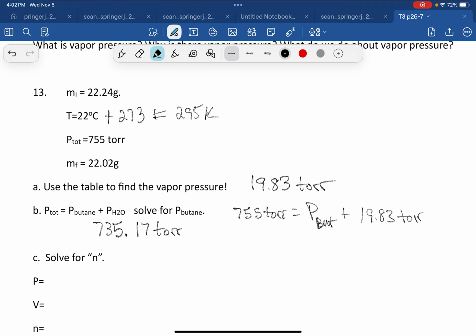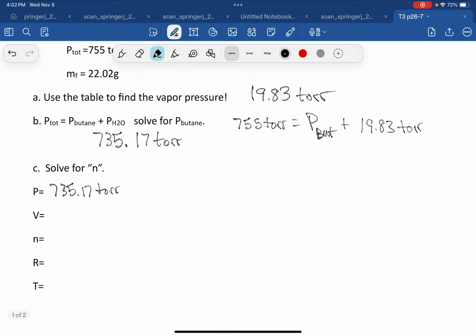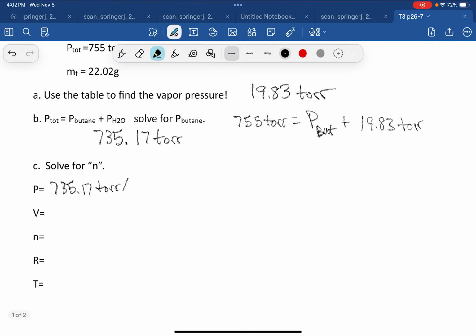So I'm going to put that right here. And remember, for these problems where we have an R, we've got to convert the torr to atmospheres. So we'll divide by 760. And we'll get a value of 0.96733 atmospheres.